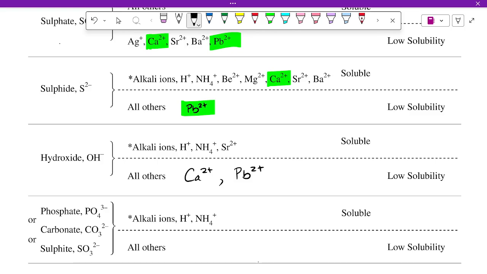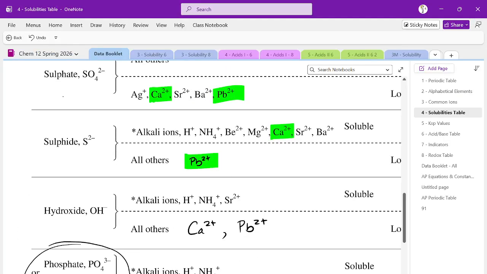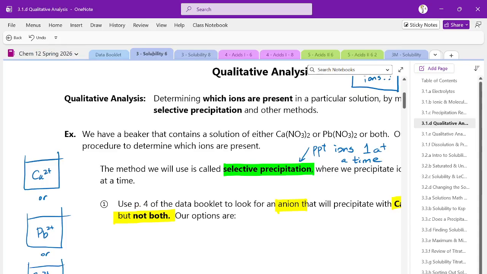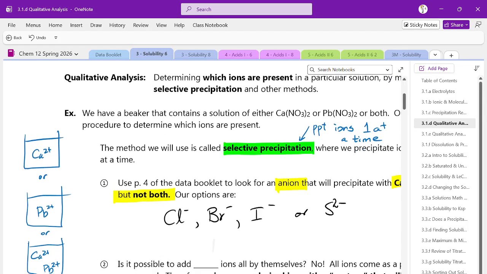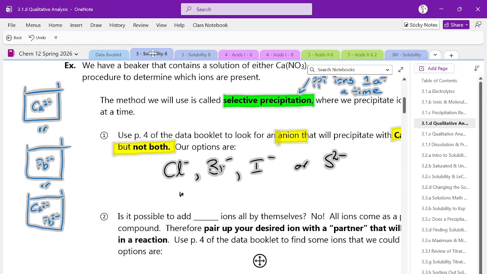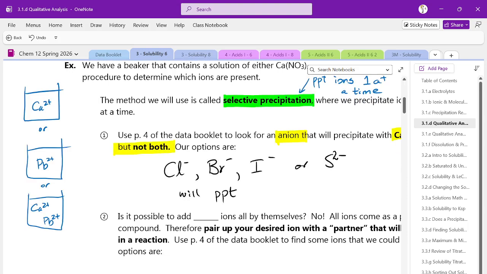How about phosphate, carbonate, and sulfite? No, because again, they would precipitate both of them. So that's no good. So we could choose chloride, bromide, iodide, or sulfide. Whoops, that should be a 2 minus. And these will precipitate lead, but not calcium.